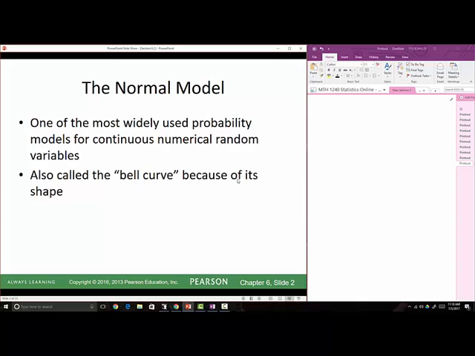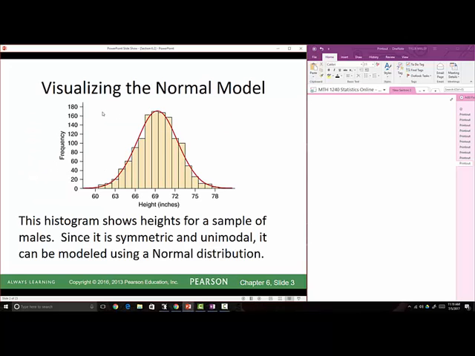So the normal model is one of the most widely used probability models for continuous numerical random variables. Right? Remember, we also call this the bell curve because of its shape. On the next slide, a reminder of the normal model. Remember, we have something that's symmetric and unimodal. Here's an example of a histogram that fits the normal model.